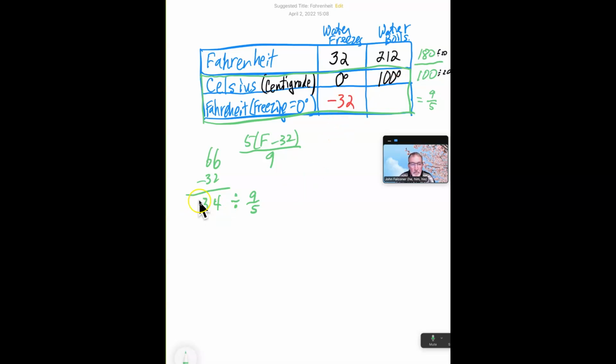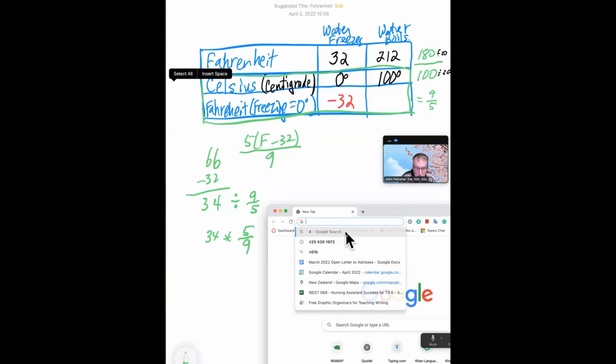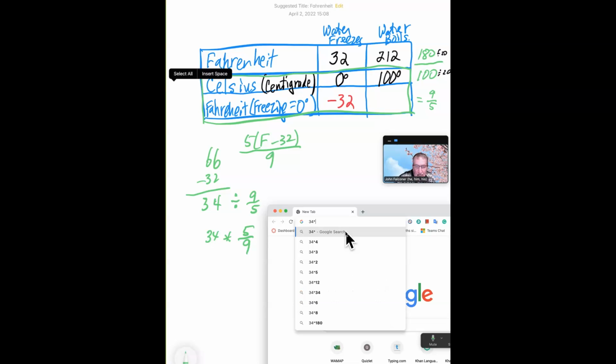To divide by a fraction, we have 34 times the inverse, right? And then this should give us our converted figure. So let's try that. 34. My calculator is still broken, but I'm going to fix it. I'm going to get a new one, actually. We're going to do 5 over 9.